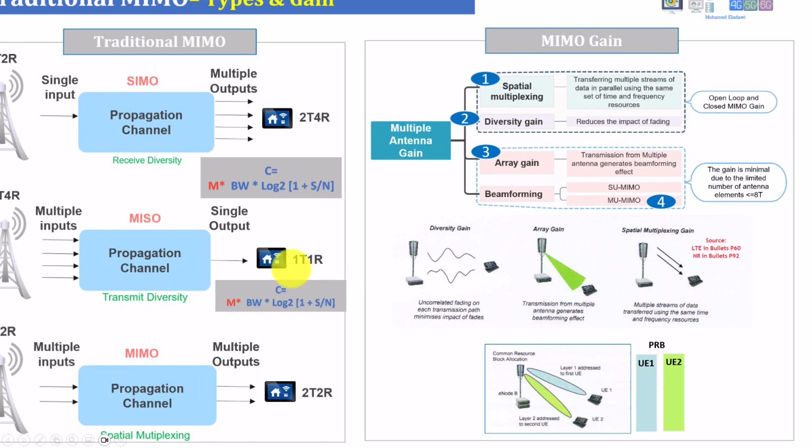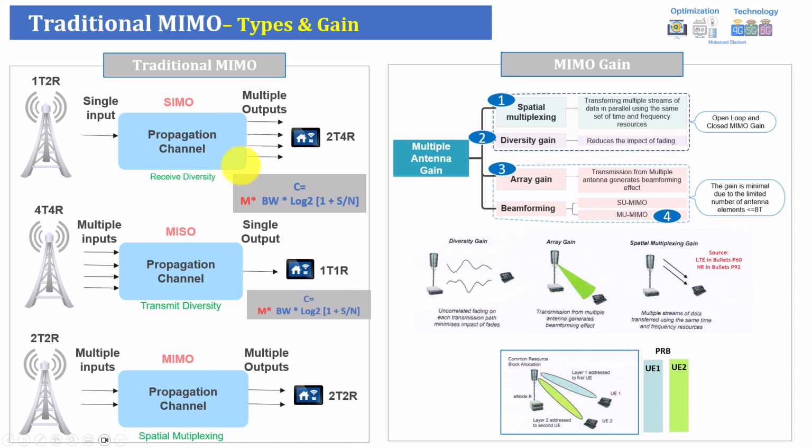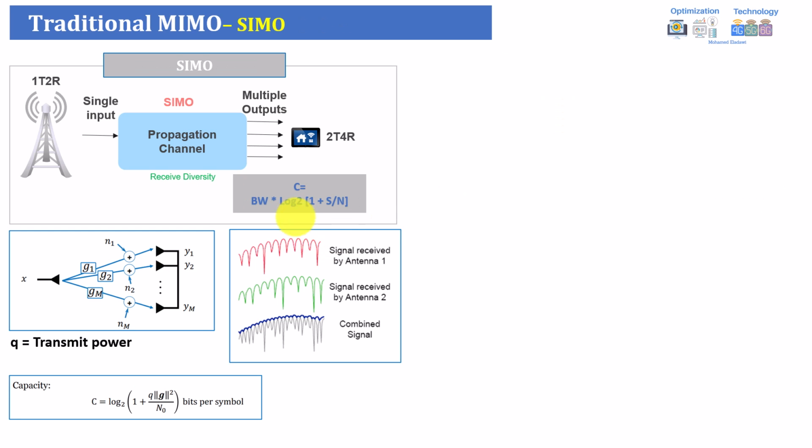This was the high-level explanation. Now let's go through the SIMO to explain in detail how receive diversity is achieved if you have only one single transmission, and even what is the difference between receive diversity and transmit diversity. This is the first part about the SIMO, which is single input, multiple output.